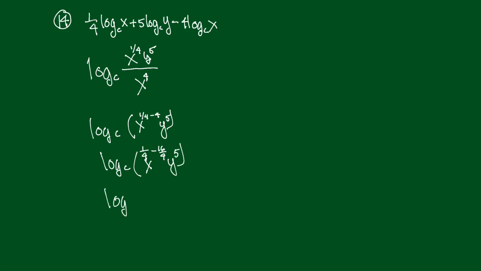This will give us the log base c of x to the 1/4 minus 16/4, negative 15/4, y to the 5th. But writing it with no negative exponents, only positive exponents. Let's take this negative, make it positive, but we'll have to drop the x into the denominator. So let's write this as the log base c of y to the 5th, drop the x down, x to the 15/4.